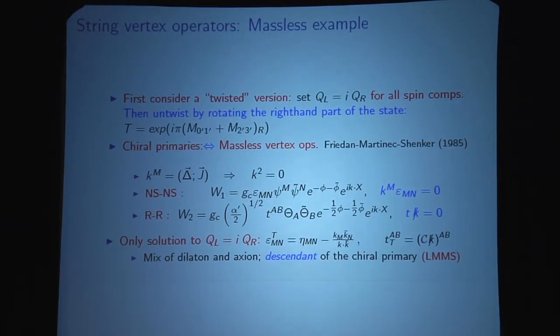It's basically where you choose these polarizations to be the scalars in these two sectors. So this part here is going to be the dilaton, and this part is going to be the axion. And so it's a mix of a dilaton and an axion. This is a descendant of the chiral primary. It's not actually the chiral primary.